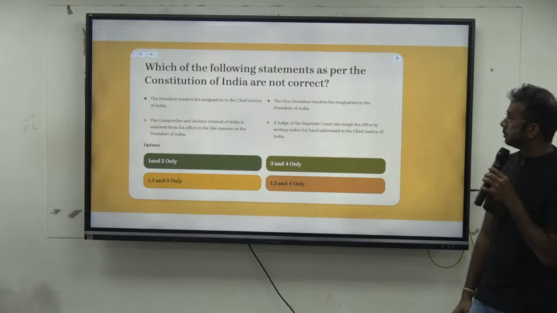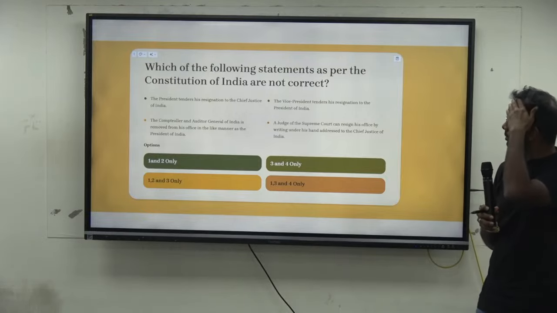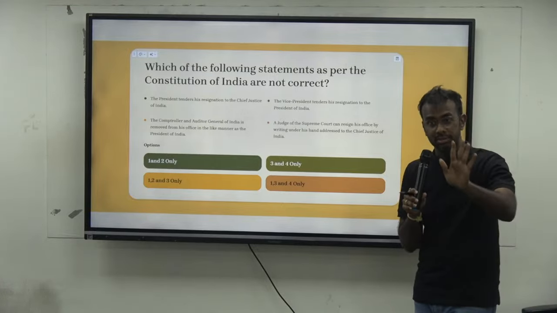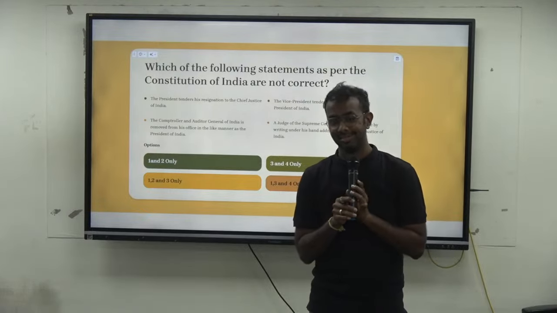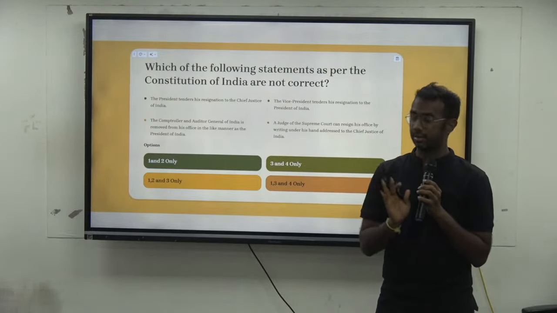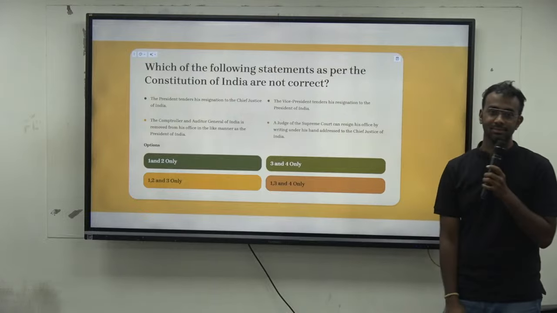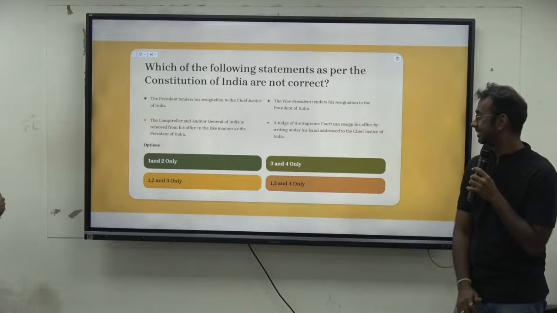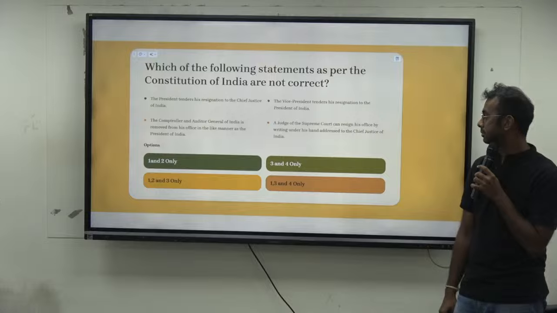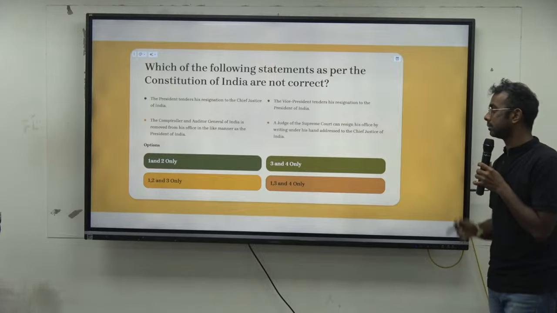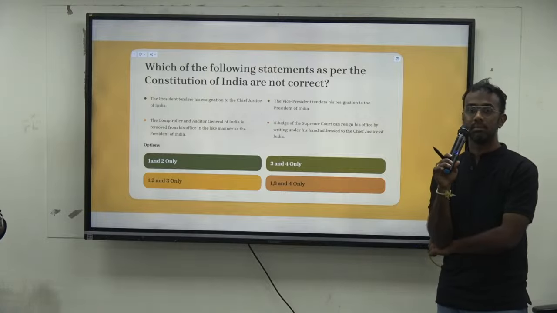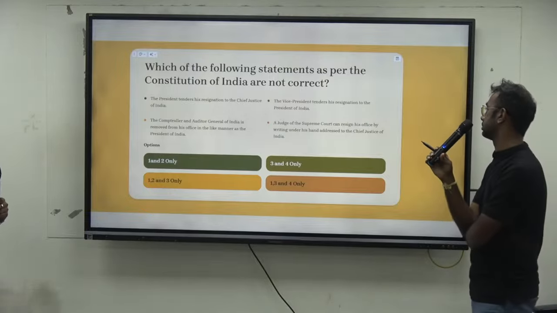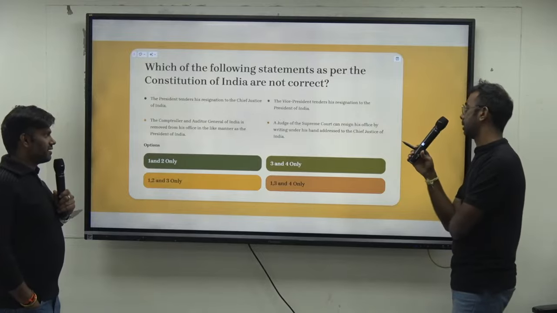Which of the following statements as per the Constitution of India are not correct? The President tenders resignation to the Chief Justice of India. To whom does he resign? Vice President. The Vice President tenders his resignation to the President of India. CAG of India is removed from his office in the manner of the President of India. The logic: 2/3 majority is not used anywhere except for the impeachment of the President. A judge of the Supreme Court can resign his office by writing under his hand addressed to the CJI.